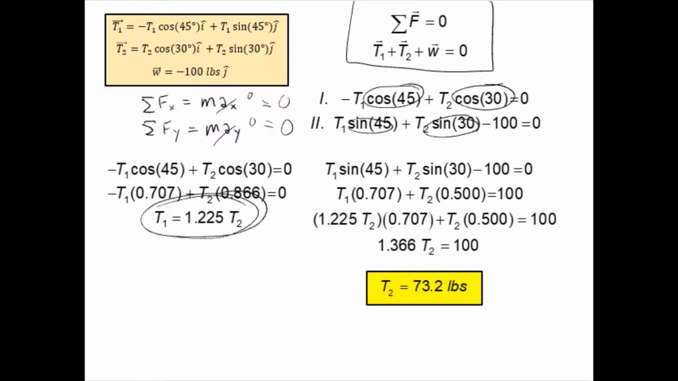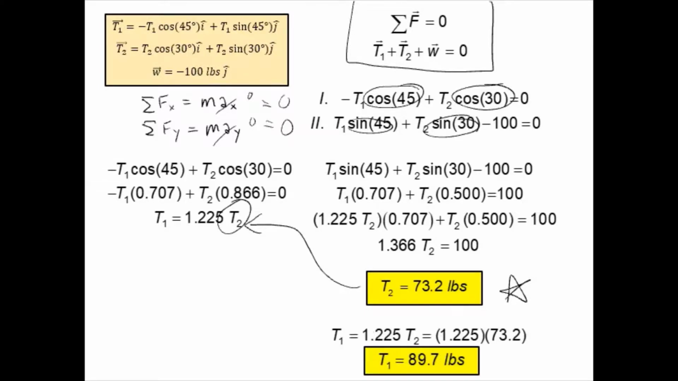And now it becomes a matter of solving the math. 0.707 times 1.225. And then I add on 0.5, and I end up with 1.366 T2 equals 100, which I solve out, and I find out, oh look, T2 is 73.2 pounds. Once I have that, guess what? Now that I know T2, I can take the 73.2 pounds, plug it in there, and I can now solve out for T1. And when I do that, I find out that T1 is even bigger than 73.2.